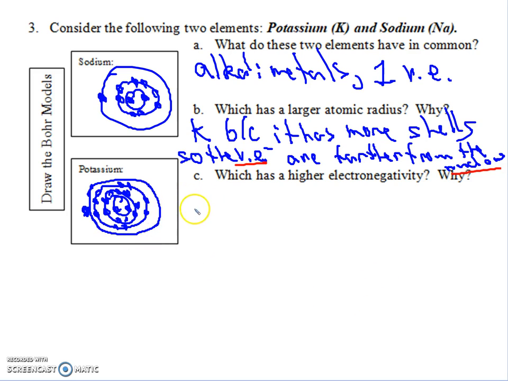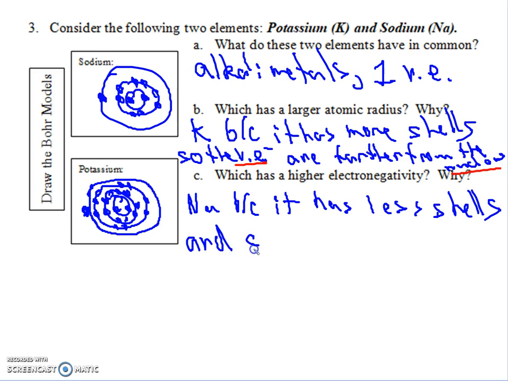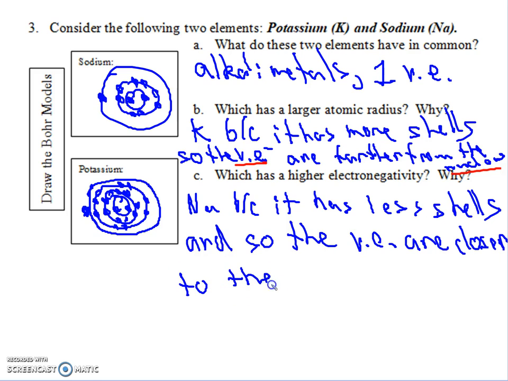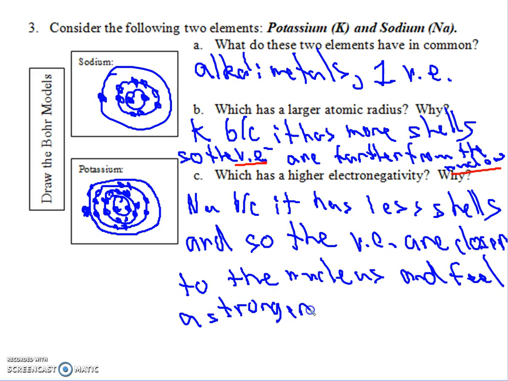Which has a higher electronegativity? Let's say sodium, because it has fewer shells and so the valence electrons are closer to the nucleus and feel a stronger attraction. Alright, so remember, up and down a group, you're going to focus on electron shells.